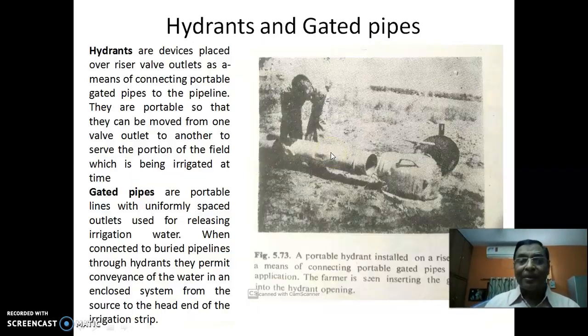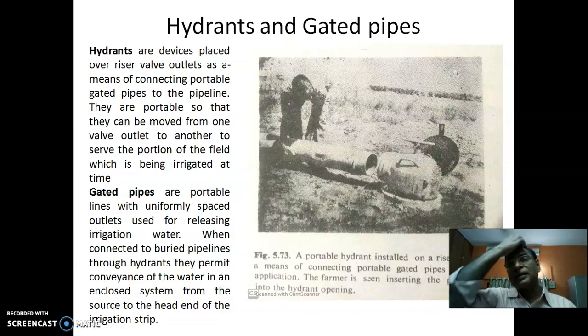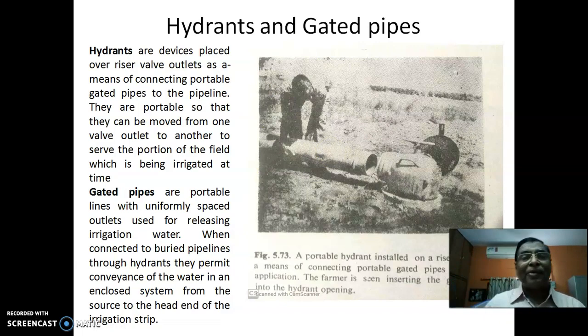So, hydrants and gated pipes. Hydrants are devices placed over riser valve outlets as a means of connecting portable gated pipes to the pipeline. See, they are portable so that they can be moved from one valve outlet to another to serve the portion of the field which is being irrigated at the time. For example, this is the riser we have seen, but we don't want water at this place. Suppose we want to carry water to some other place where you cannot carry the main line, which may not be economical.